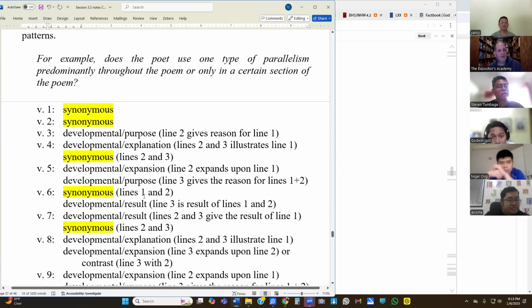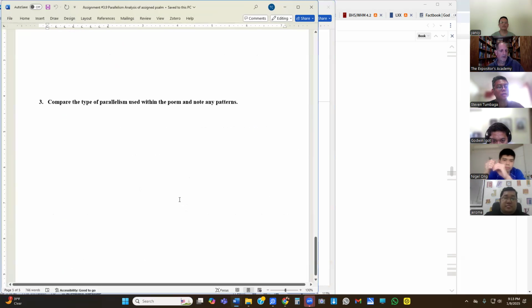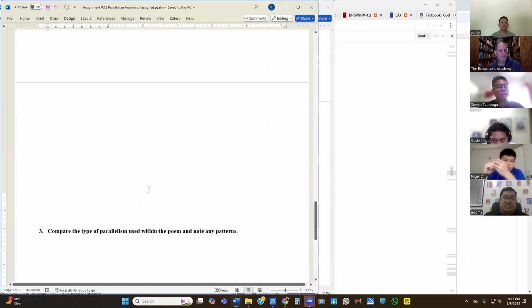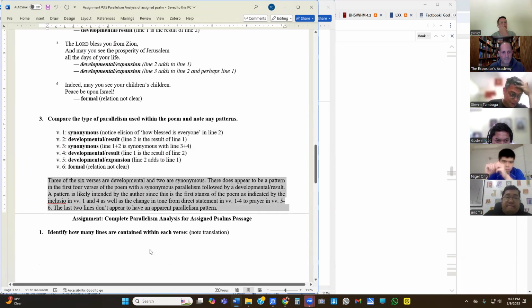What I'd like you guys to do when you're doing your assignment is, at the end, after you've done the parallelism, just go back and compare. Here's what I did for Psalm 128. I just restate the parallelism for each one and then give a comment on whether you see a pattern or not. Okay? All right. Well, hopefully that was helpful to you guys.